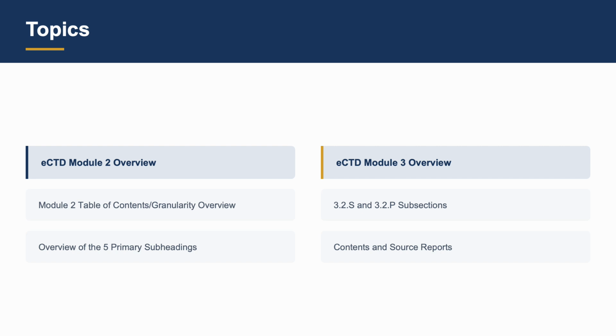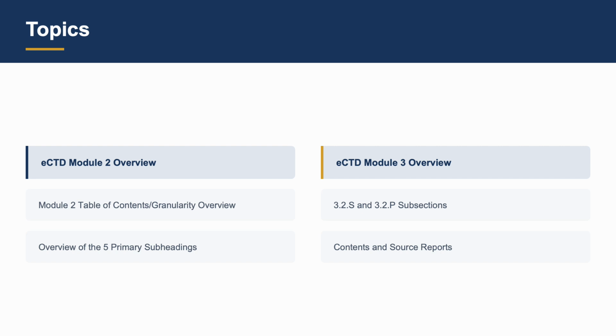how documents are organized, and conducting a detailed exploration of each of the 5 primary subheadings: the quality overall summary in Section 2.3, the non-clinical overview in Section 2.4, the clinical overview in Section 2.5, the non-clinical written and tabulated summaries in Section 2.6, and the clinical summary in Section 2.7.